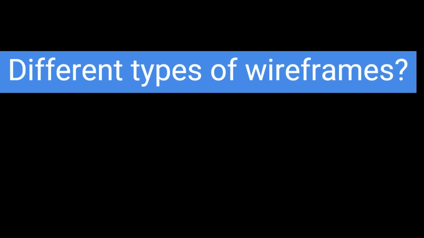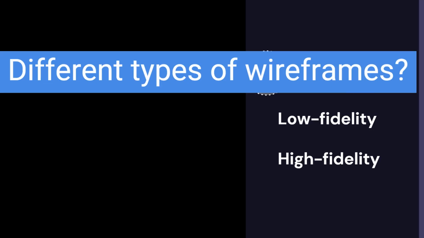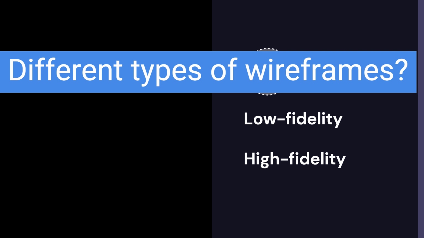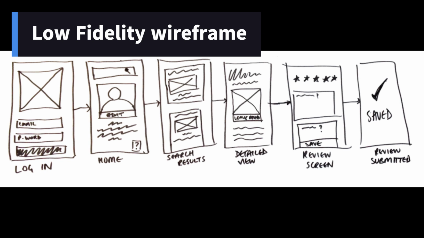So let's talk about different types of wireframes. We have the low fidelity wireframes and high fidelity wireframes. A low fidelity wireframe can be done using pen and paper. An example of low fidelity wireframe is like this. You can see the login page, home page, and search page. So this is called a wireframe.